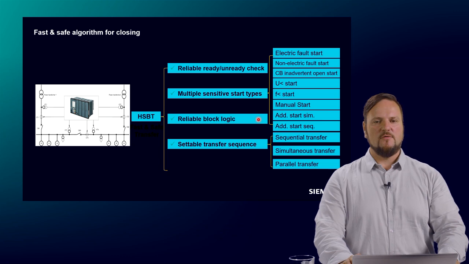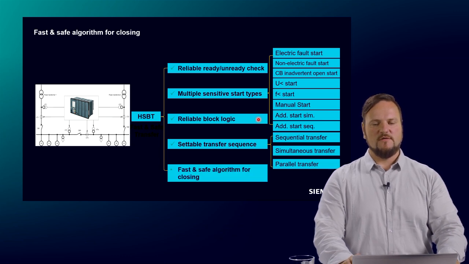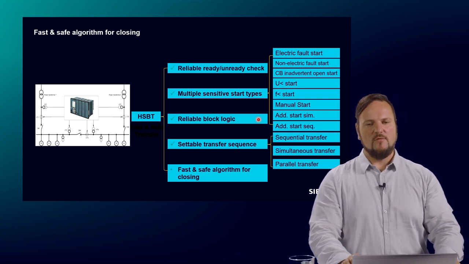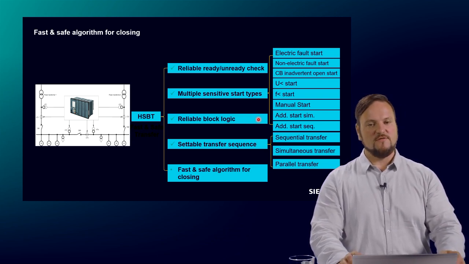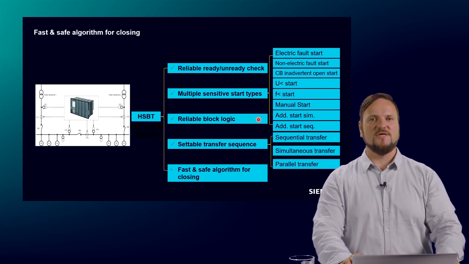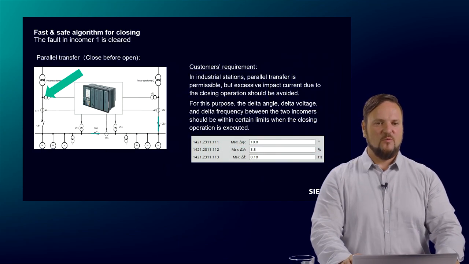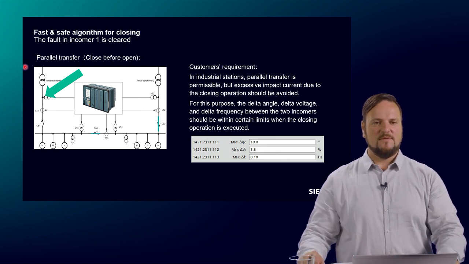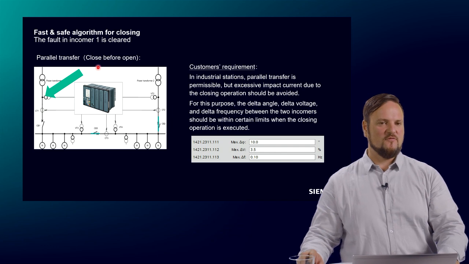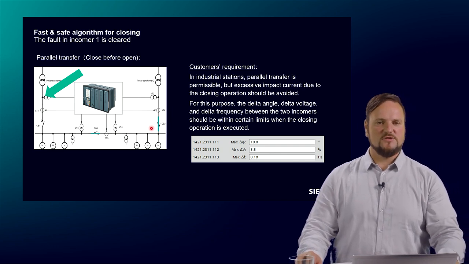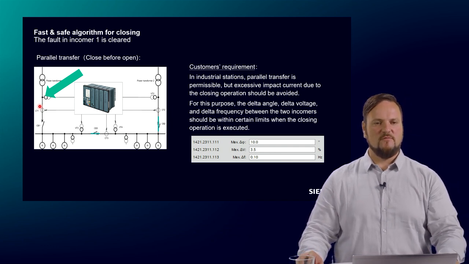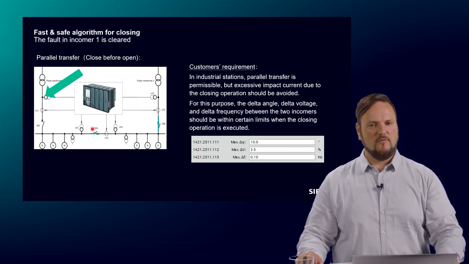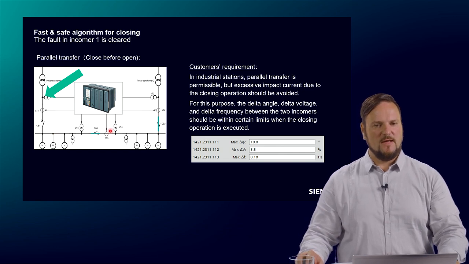So when we have a look now to the next point, and this is the algorithm itself, I would like to show you how the HSBT functionality is working. I think this is the very important part of the functionality of this device. Then we have here the same application as before. So the easiest transfer is the paralleling transfer because we have idle conditions. So that means we want to switch from one in-feed to the other in-feed, maybe for maintenance or maybe for shutting down the power plant or the system.